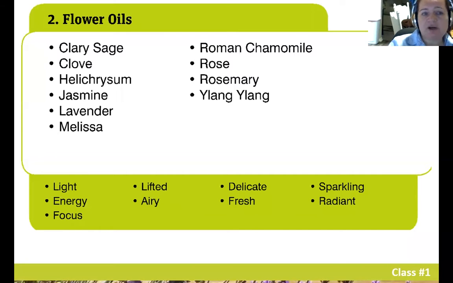The next category we have is flower oils, and for those we have clary sage, clove, helichrysum, jasmine, lavender, melissa, Roman chamomile, rose, rosemary, and ylang ylang. They're very light, airy. They give us energy, focus. They're very lifted, delicate, sparkling, fresh, and radiant.